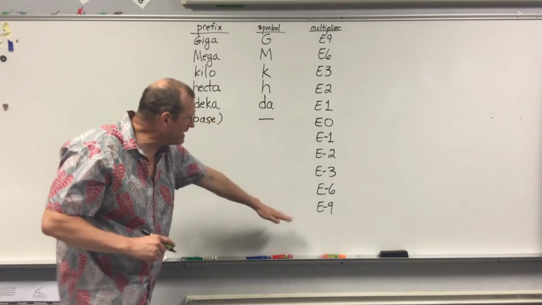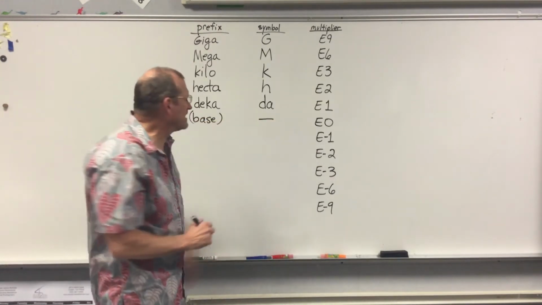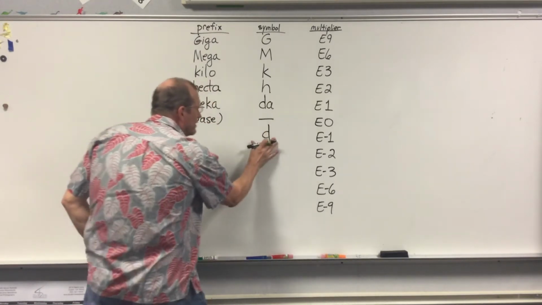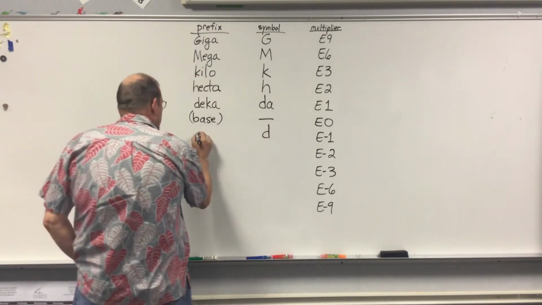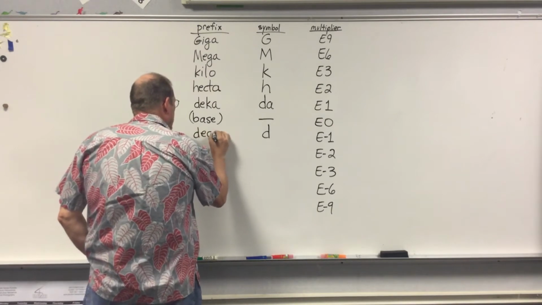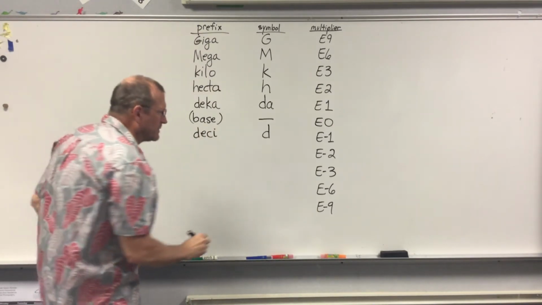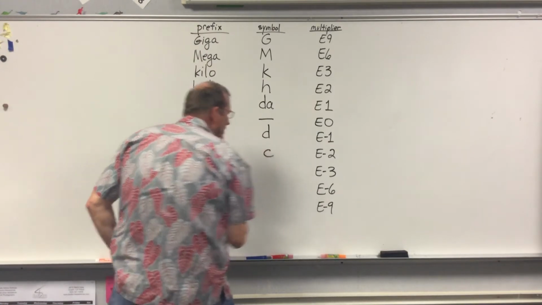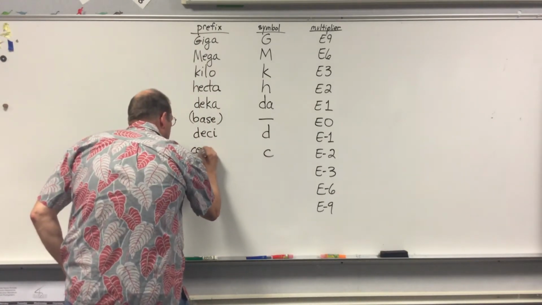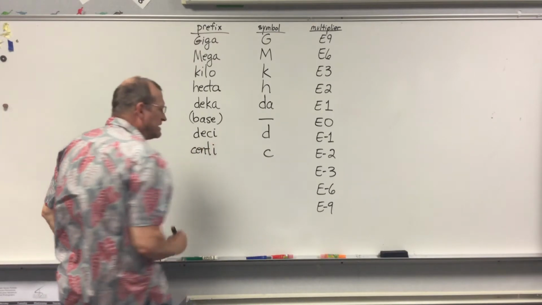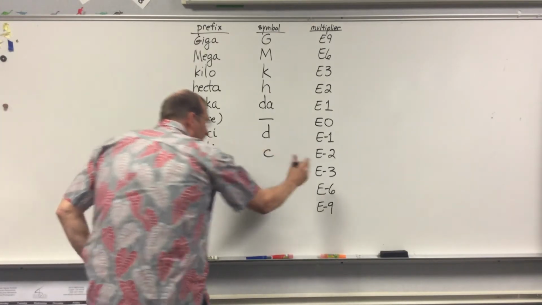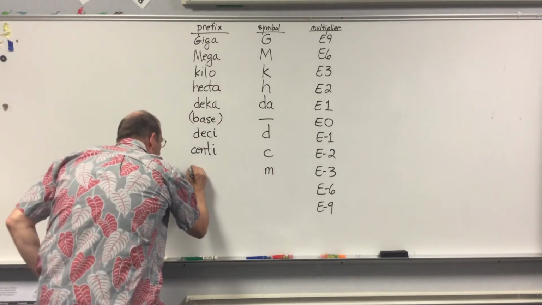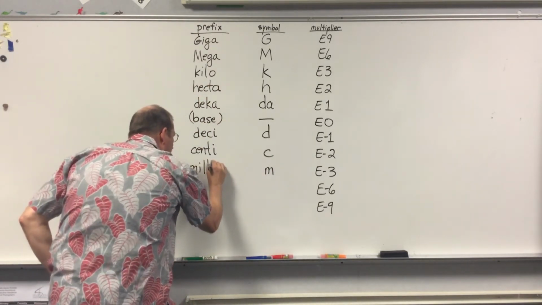Now, as we go here into the negative exponents, this one here for E-1 is a lowercase d, and that is for deci. E-2, lowercase c, and that is centi. E-3, lowercase m, and that is milli.